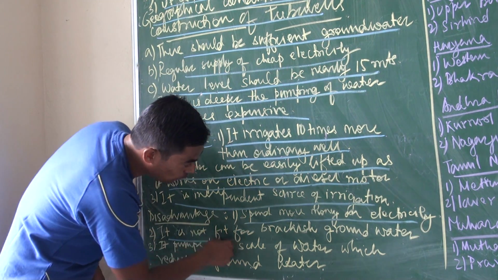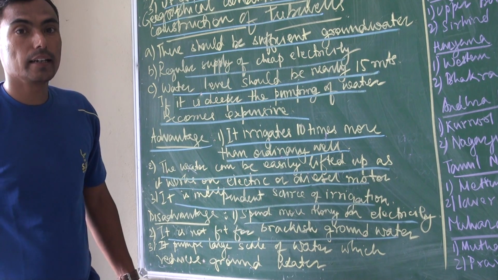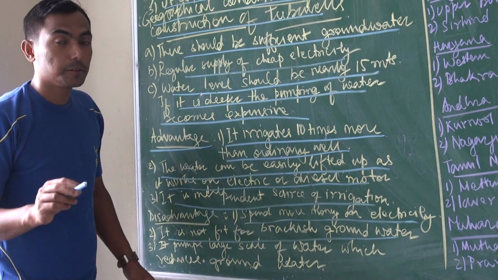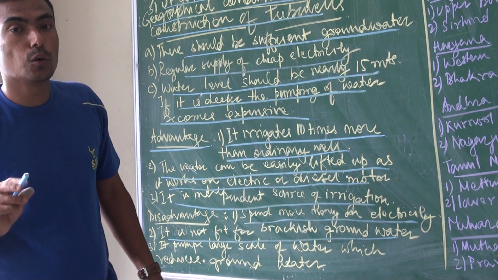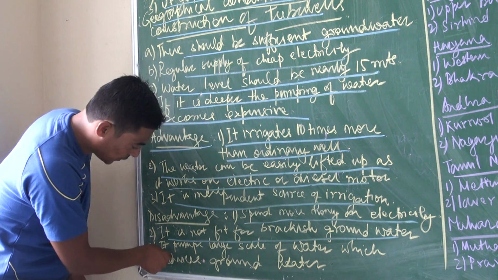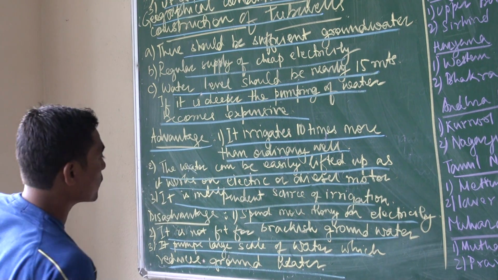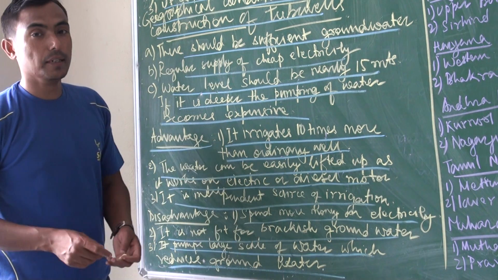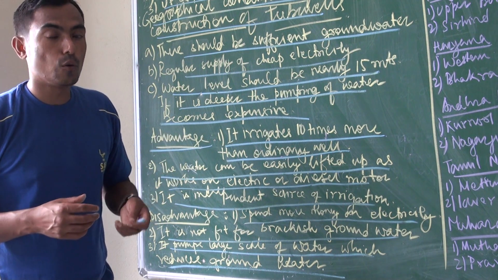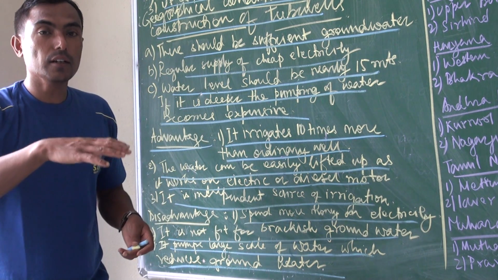Second point, it is not fit for brackish groundwater. Supposedly, if the water becomes salty in nature, that water cannot be pumped out for irrigation, because a crop doesn't grow healthy if the water becomes saline in nature. Third point is that it pumps large amounts of water, which reduces groundwater. It means that whenever the tube well pumps out water, it pumps out a huge volume of water. When a huge volume of water is pumped out, the underground water level decreases.